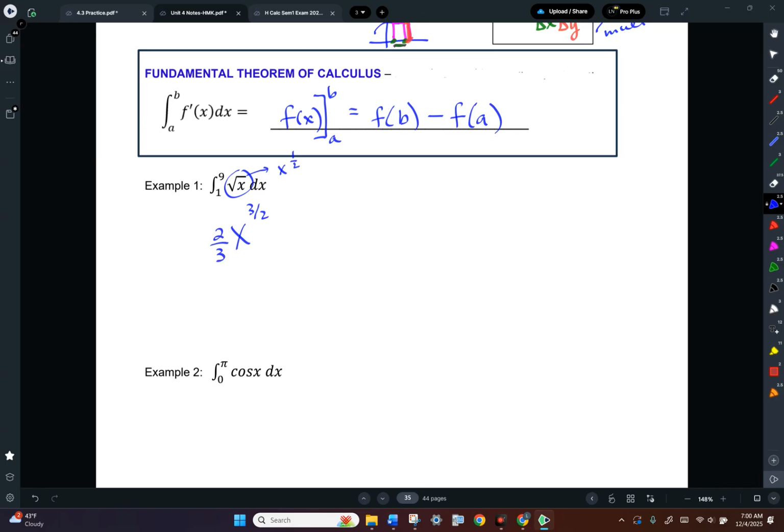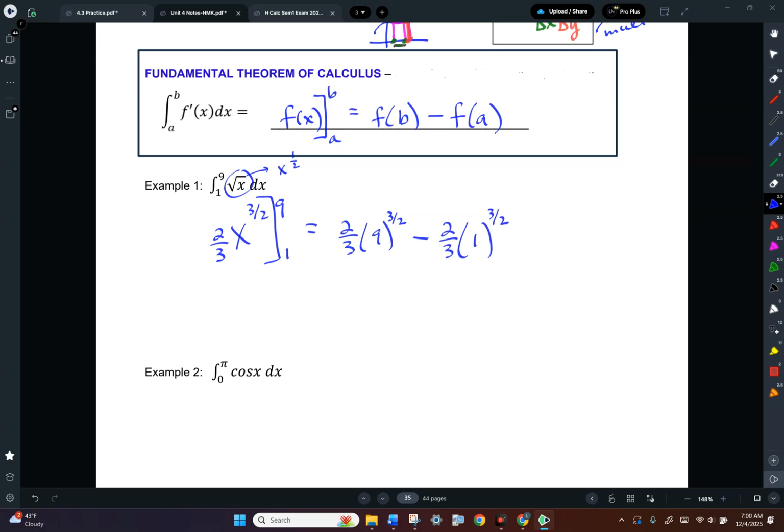Okay, so now instead of writing plus C, which is what I would have normally done, I'm going to evaluate that from 1 to 9. So what that means is first plug in the 9. So I'm going to have 2/3 times 9 to the 3/2 minus, now plug in the 1, where I have 2/3 times 1 to the 3/2. Now, mind you, I'm writing out every step on this one. I realize you could skip to some simplifying, but just to show you every single step.